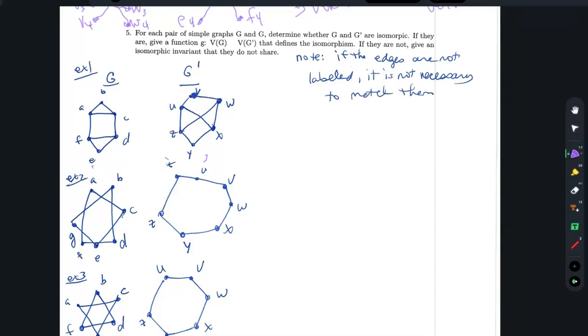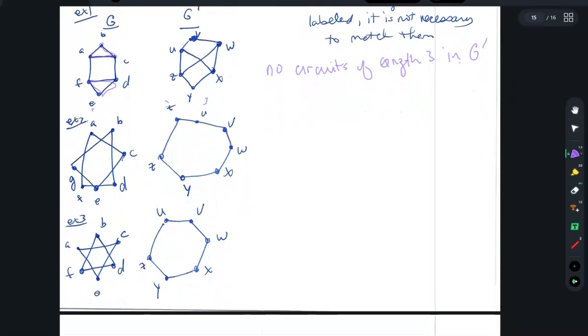So I'm looking at this. I see a circuit of degree 3, or length 3. Do we have any circuits of length 3 over here? No. So no circuits of length 3 in G prime. So that makes it not isomorphic. All right, how about this one?